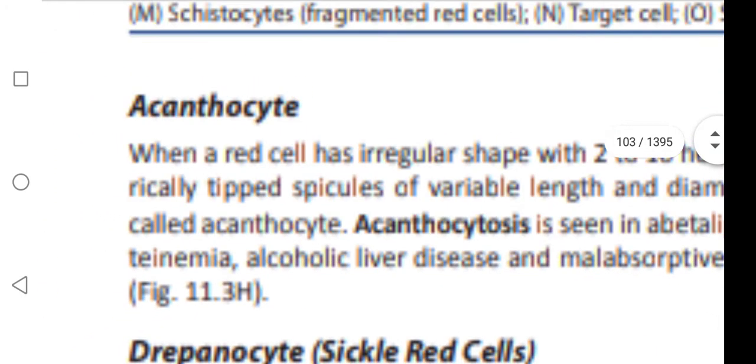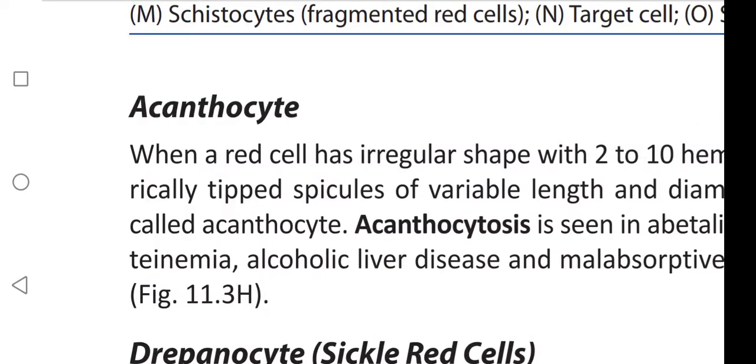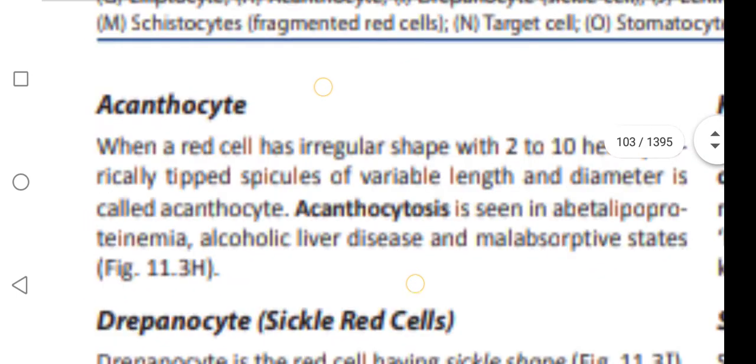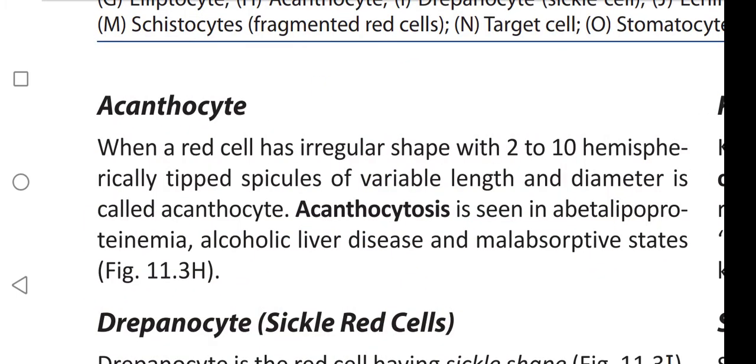And next is acanthocyte. When a red cell has irregular shape with 2 to 10 hemispherically tipped spicules of variable length and diameter, it is called an acanthocyte. Acanthocytosis is seen in abetalipoproteinemia, alcoholic liver disease and malabsorptive states.